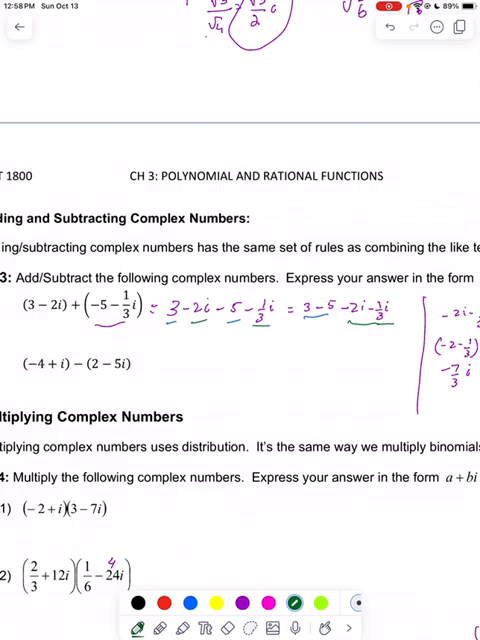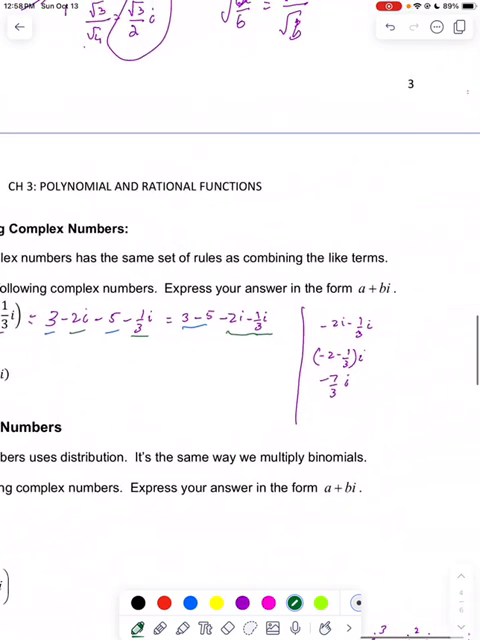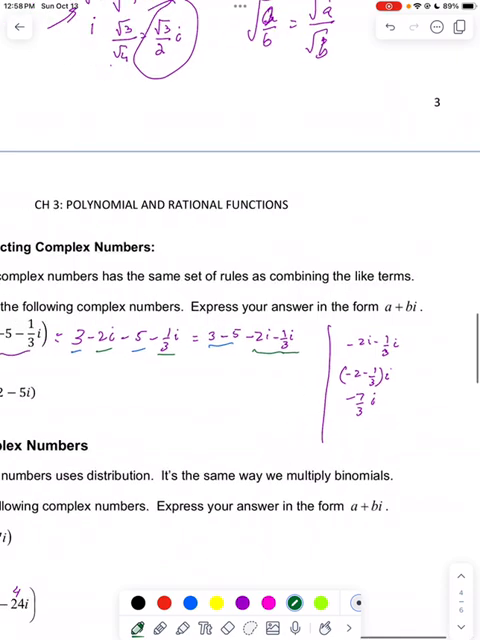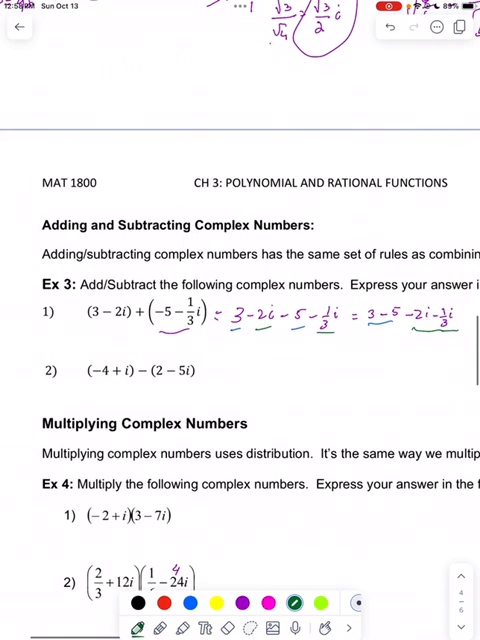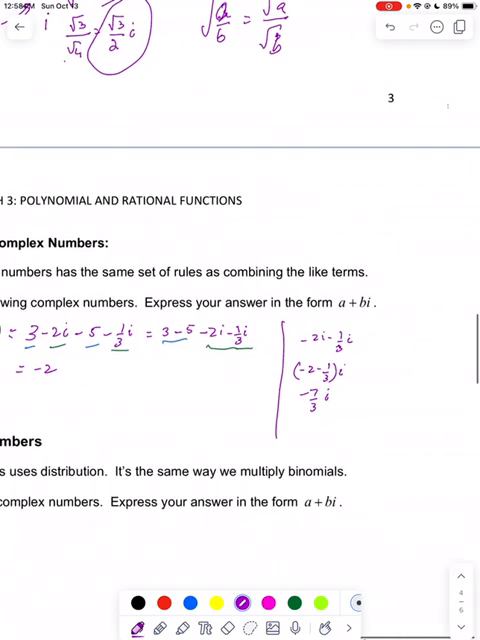Now the first one gives us negative 2, because 3 minus 5. But what about the other one? Well, on the side I take the common denominator, and this gives me negative 7 over 3i. So that is our answer.